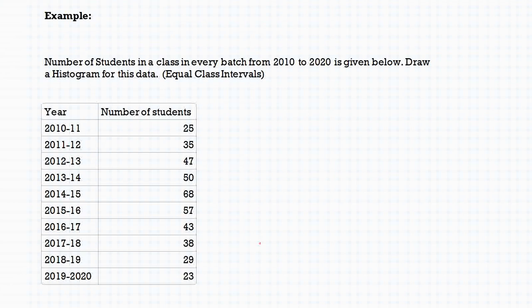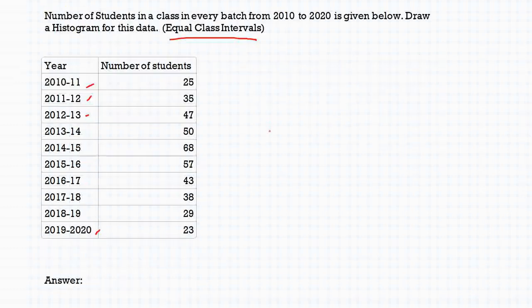The first example includes equal class intervals. So the number of students in each class in every batch from 2010 to 2020 is given below. We need to draw a histogram for this data. All of these class intervals are equal. That is, 2010 to 11, 11 to 12, 12 to 13, and so on. All of these have the difference of just 1 year between them. So let us see how to draw the histogram.